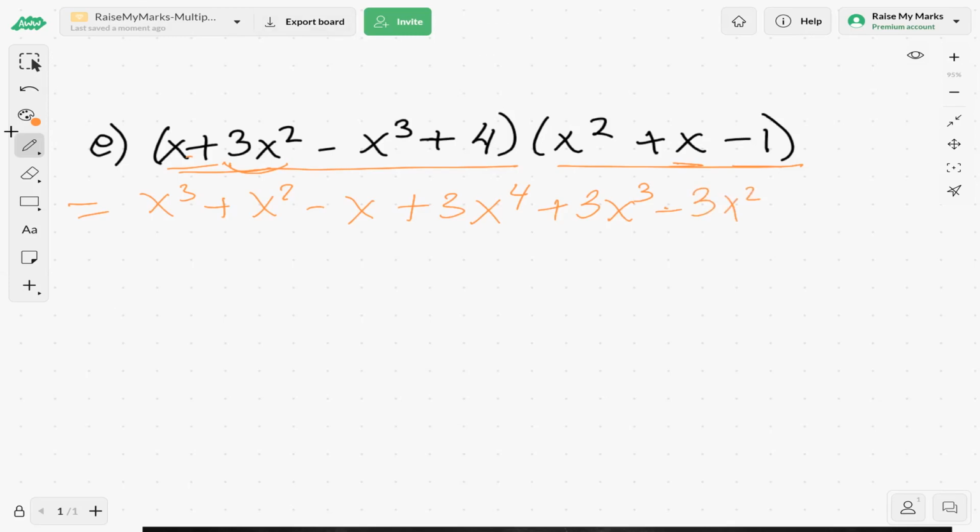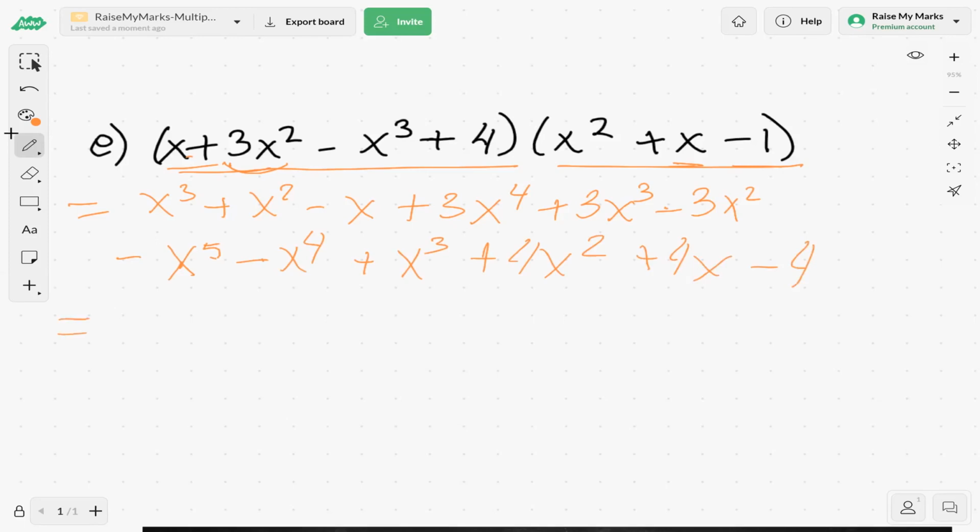-x cubed times x squared is -x to the power 5. -x cubed times x is negative x to the power 4. Negative x cubed times negative 1 is plus x cubed. And finally, 4 times x squared is plus 4x squared. 4 times x is plus 4x. And finally, 4 times negative 1 is negative 4.